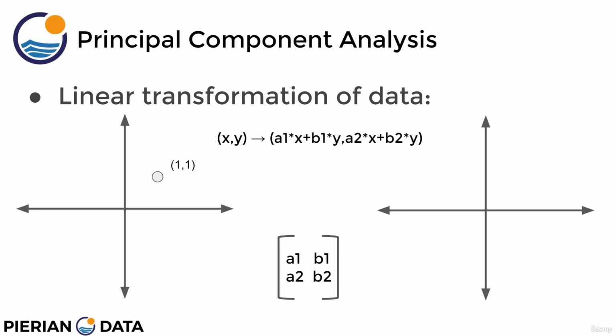So this should look really similar to the equations we just showed for the original linear transformation in principal component analysis. So in this case, if the point was at 1, 1, linearly transformed, it would now be at point A1 plus B1 along the x-axis, and along the y-axis it would be at point A2 plus B2.